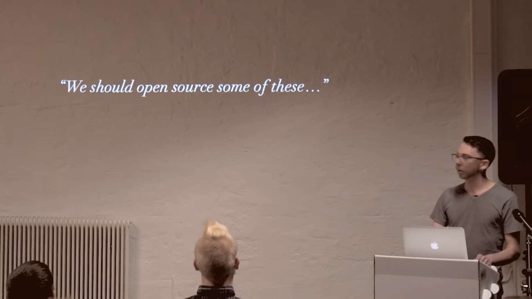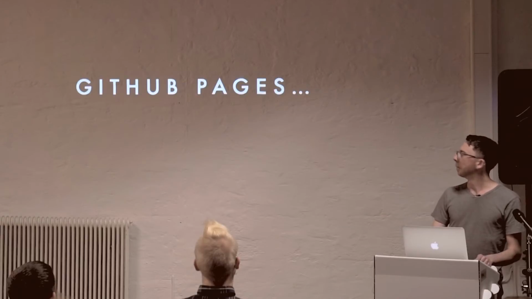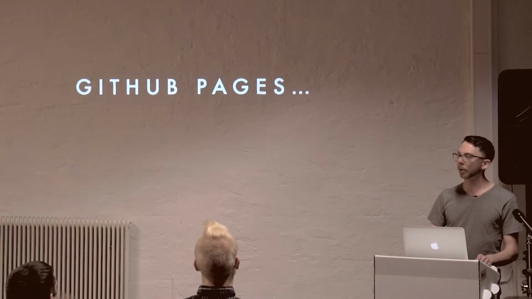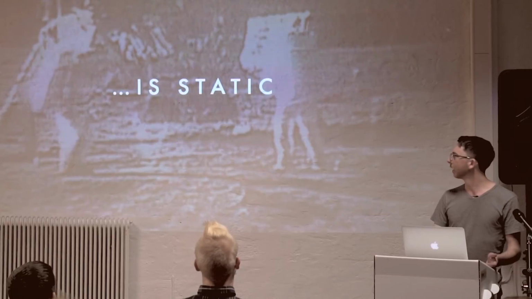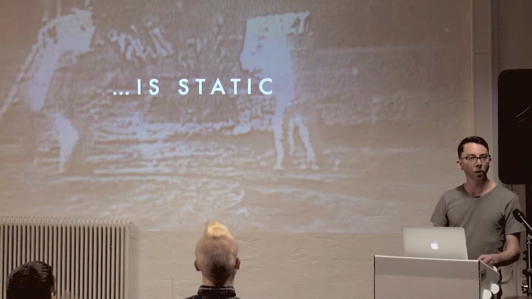Now, we looked at each other, of course, at this point as a team, and we said we should really start thinking about open sourcing some of these components. My natural thought then was, well, we want to demo on GitHub pages how these components can be progressively enhanced. But there was a problem with that, and that's the fact that GitHub pages is static. There's no node server running in GitHub pages.